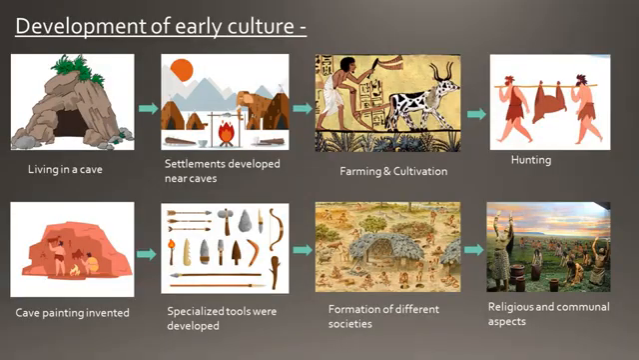Let's learn how Homo sapiens developed in early culture. People were nomadic, then they invented shelter and started living in caves. Then groups of people started living together and settlements were built near the caves. Then they started hunting for food, farming and cultivation, and invented new tools for farming, hunting and carving the walls. Then they formed different societies, and religious and communal spaces appeared.